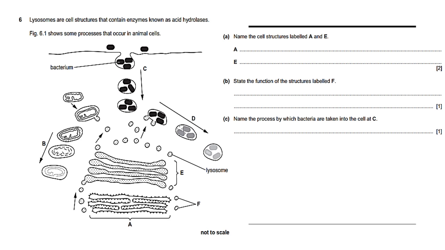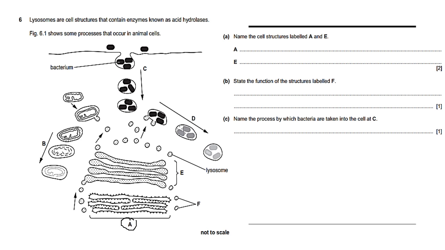So it says name the structures labeled A and E. Let's see, where's A? So this is A. A is certainly the rough endoplasmic reticulum. And why do you know that it's the rough endoplasmic reticulum? Because it has all these tiny things sitting on it over here. All right, that's the rough endoplasmic reticulum.